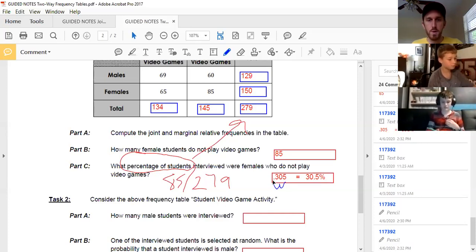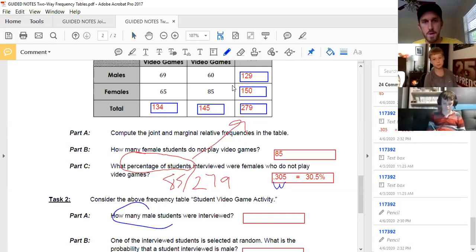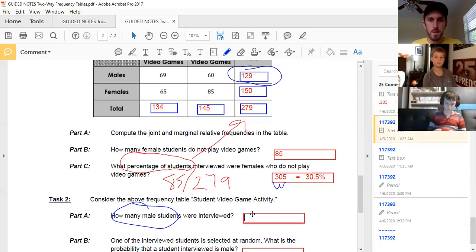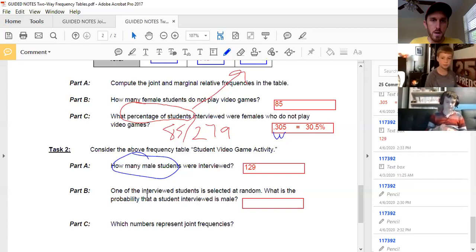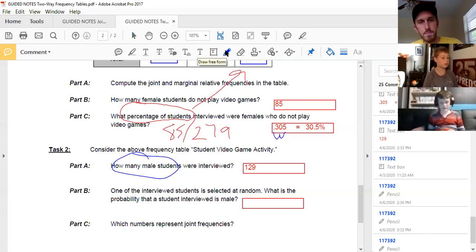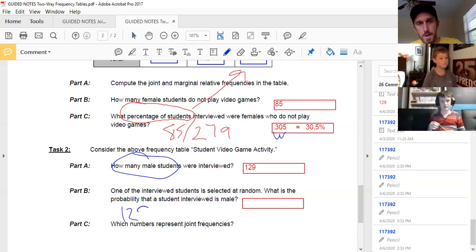129. Right. We're looking for the total number of male students, right? Boom, right there. So 129 makes a lot of sense. And here's another question related to that. Of all the interviewed students, what's the probability that they're male? How are you going to figure that one out? Divide 129 by 279. Same idea, right?